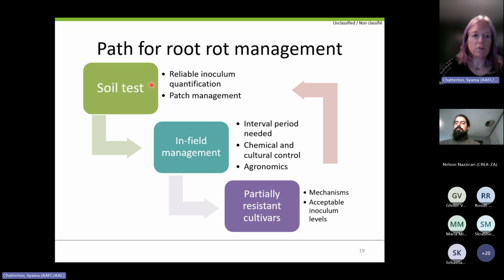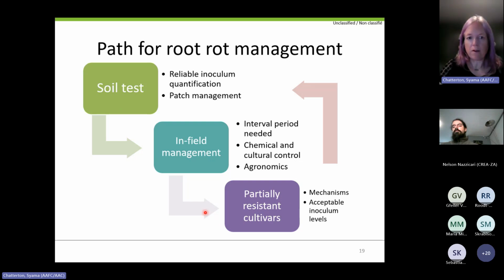And then once you have your soil test and you know whether or not you have Aphanomyces, then we can stack that with in-field management. And so a lot of research is needed in this area, looking at how long an interval period do we need between pea and lentil crops? Are there any chemical and cultural control methods that work? Are there any agronomic practices like seeding date, fertilization, things like that, that will affect pea root rot? And then, of course, all of that needs to be built on this foundation of having partially resistant cultivars.